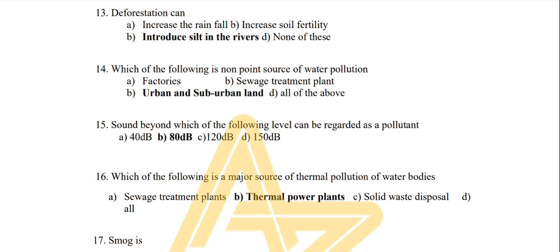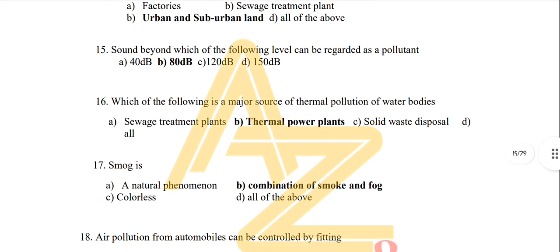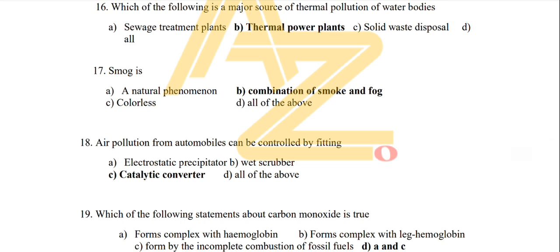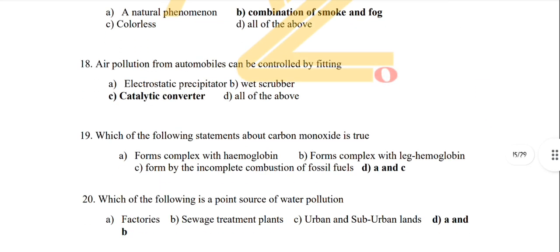Urban and suburban land. 15th question, sound above which of the following levels can be regarded as a pollutant? 80 dB. 16th question, which of the following is a major source of thermal pollution of water bodies? Thermal power plant. Smog is a combination of smoke and fog. Air pollution from automobiles can be controlled by fitting a catalytic converter.